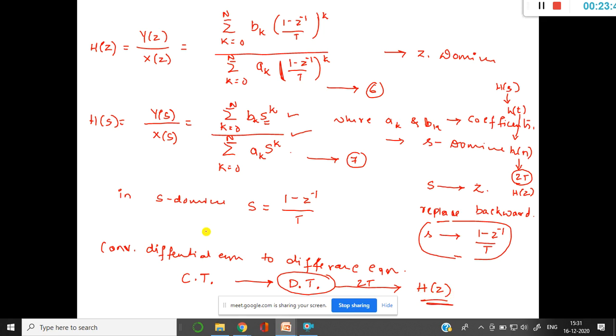So in that scenario, where you have s in H of s, if you replace it by 1 minus z inverse divided by T, then it indicates that this is a backward difference technique. We are solving the roots of the characteristic equation by adopting the backward difference method technique. Is this clear, students? So now what is to be replaced? Now this is s and z. How do you map this?